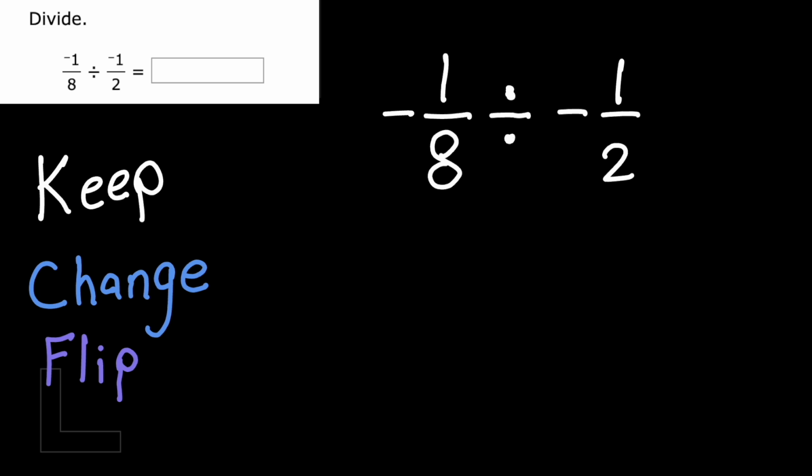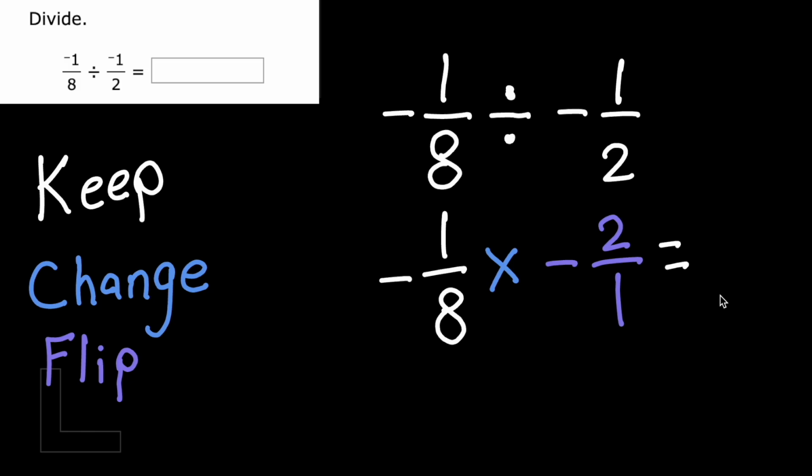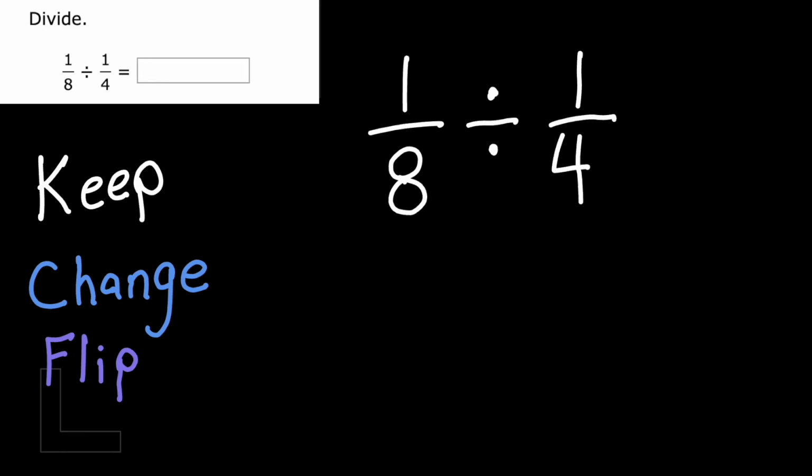Next, we have another division equation. So I'm going to keep -1/8, change divide to multiply, and flip the -1/2 to -2/1. Now we have 1 times 2 is 2, 8 times 1 is 8, and since both numbers are negative, our answer is +2/8.